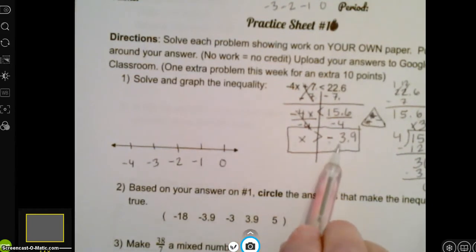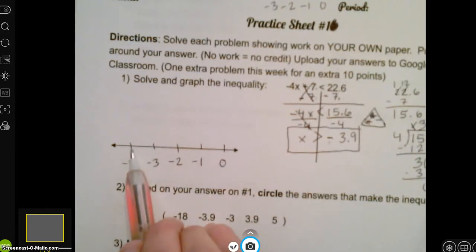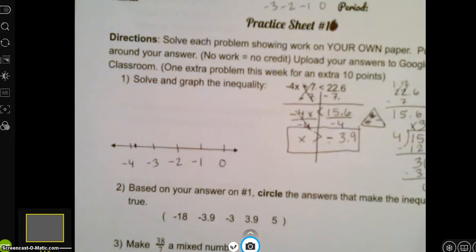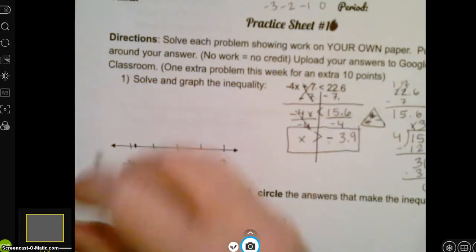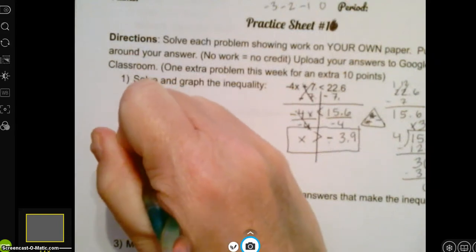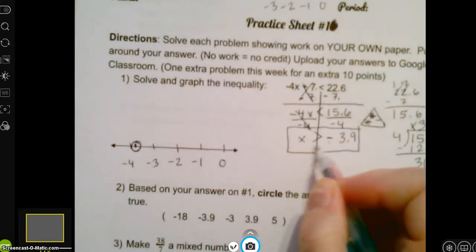-3.9, guys, remember that means that's going to be really close to -4, okay? So I'm just going to put a little mark here just to indicate that I'm trying to get it close but not on the -4. And I'm going to leave it open. Does that sound familiar? We don't color it in because it cannot equal -3.9, because there's not the line, okay?